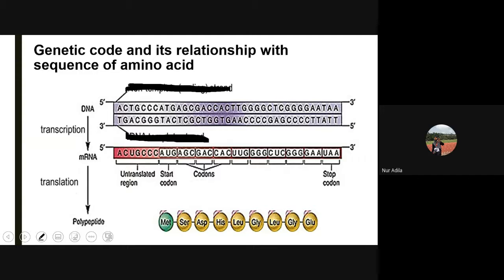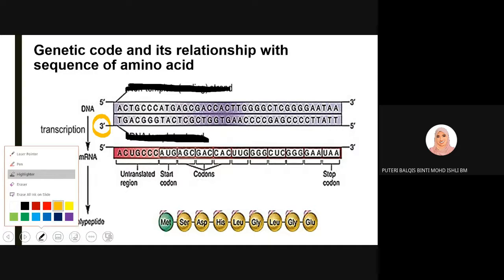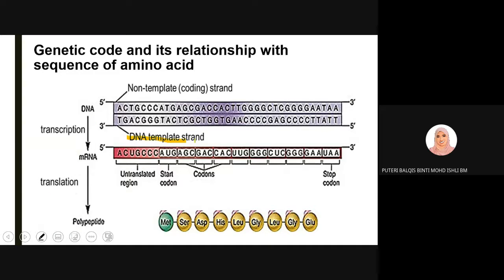Apa nama dia, boleh baca daripada 5 prime to 3 prime. Ya, betul tu. Siapa? Adele kan? Okay. Sebab kita akan copy strand yang ini. Macam Falih cakap, dia akan copy DNA template strand. Okay, DNA template strand. Dia akan copy strand yang ni.